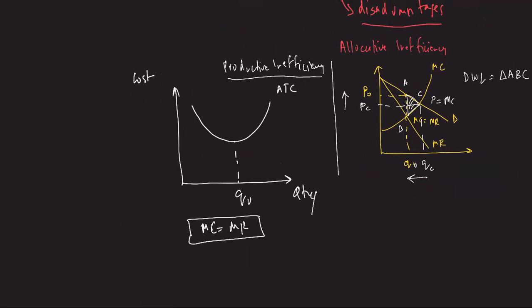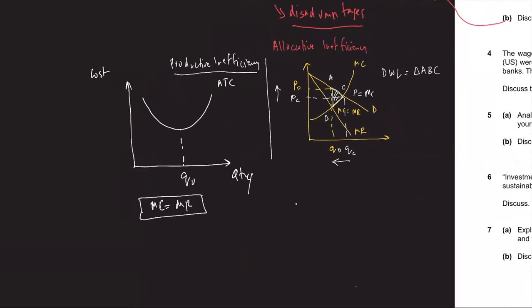The third we talked about was something which Shaukat also pointed out and Abbas is also pointing out, which is X inefficiency, right?